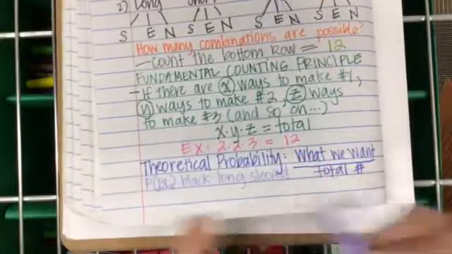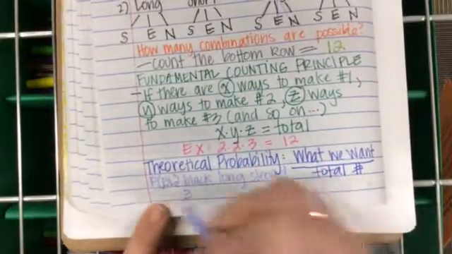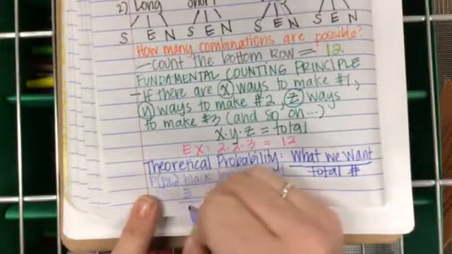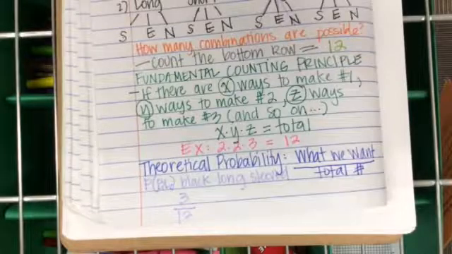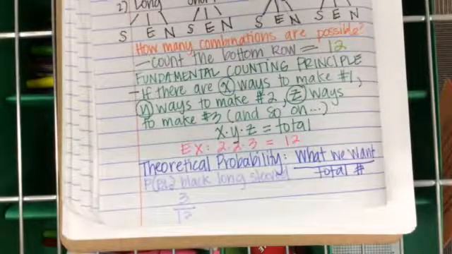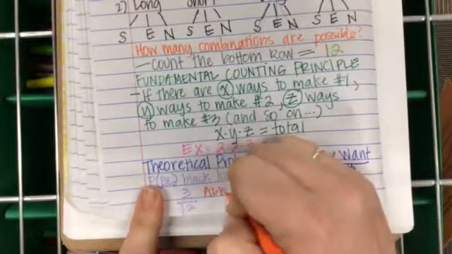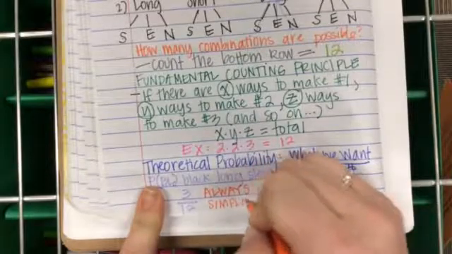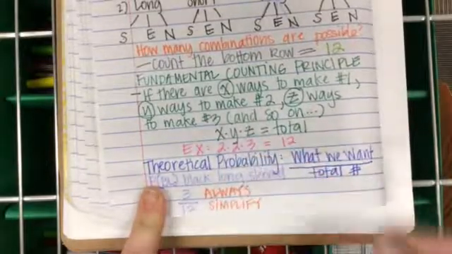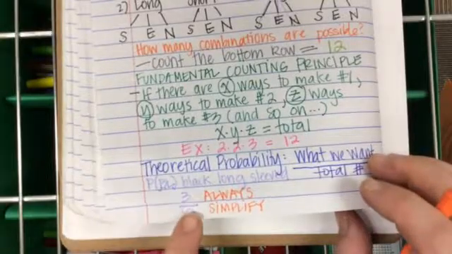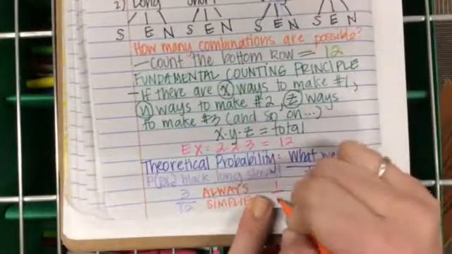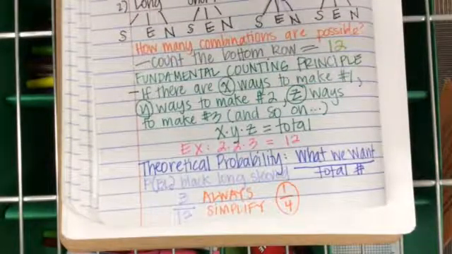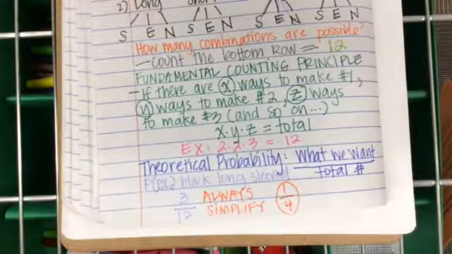So I know what we want. I have a possibility of 3 out of, there are a total of 12 shirts. So my probability is 3 out of 12. Always simplify if you can. So instead of saying 3 out of 12, I'm going to say there's a 1 in 4 chance that Mrs. Smith will give me a black long-sleeved shirt at random.